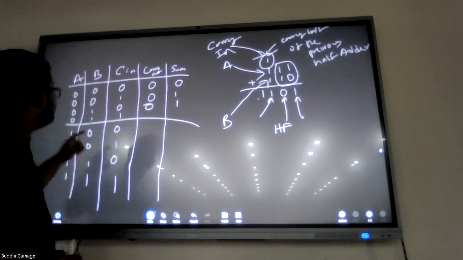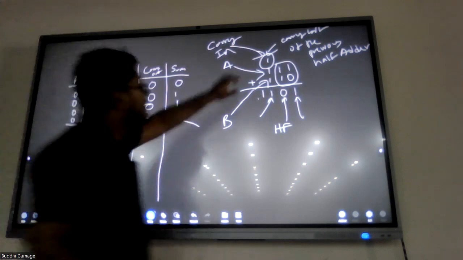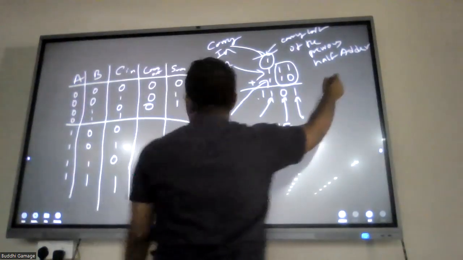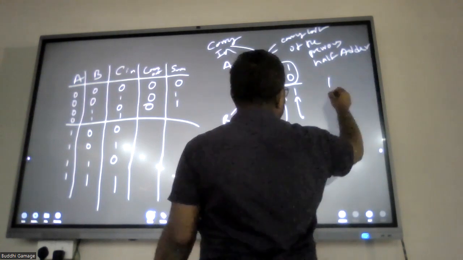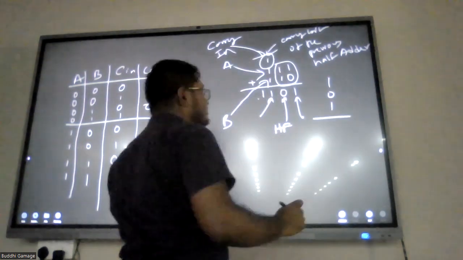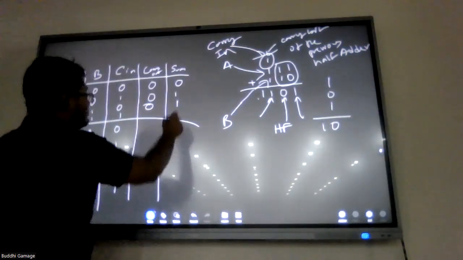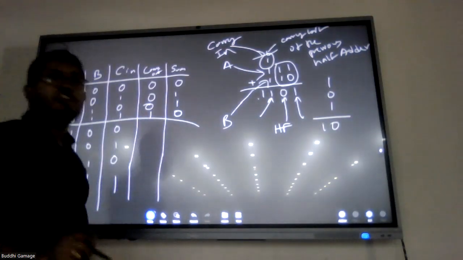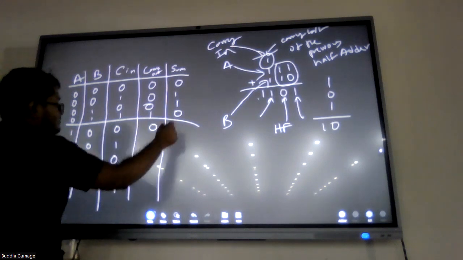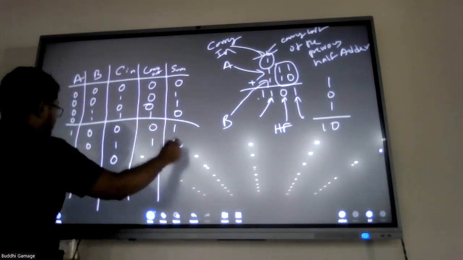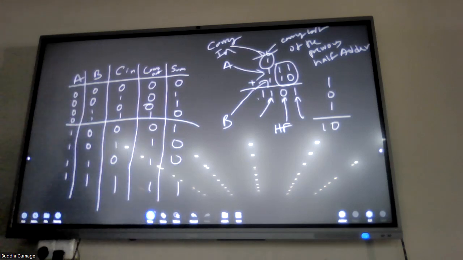Right. For this one, B and carry, so that means adding 1 0 1. What is the answer? 1 0. So sum should be 0. This one should be 1, right? So for this one, 0 1 1 0, 1 0 1 1, right?